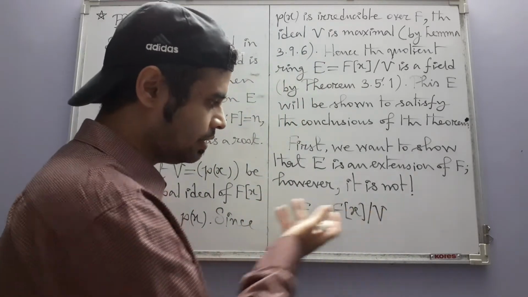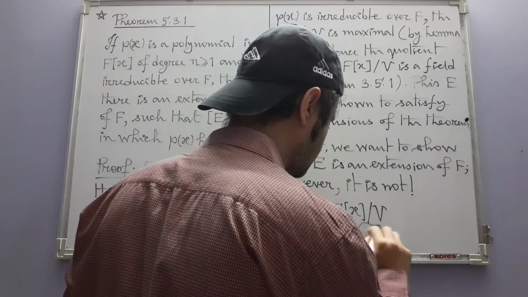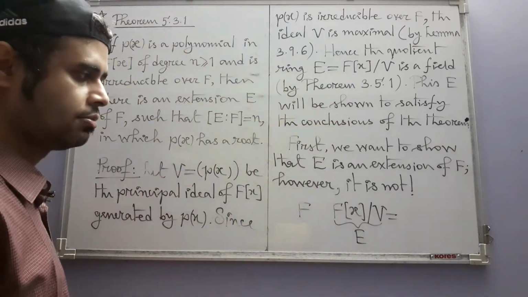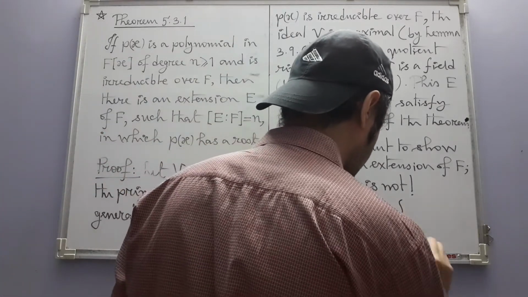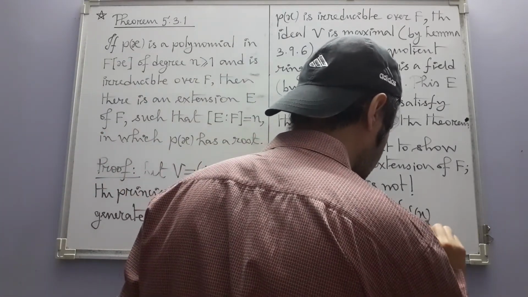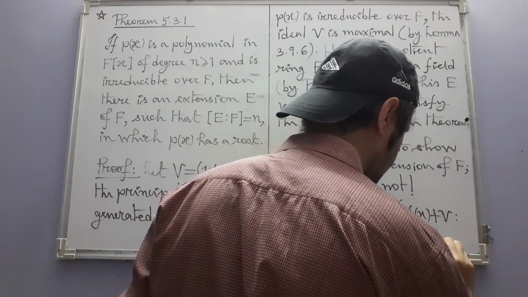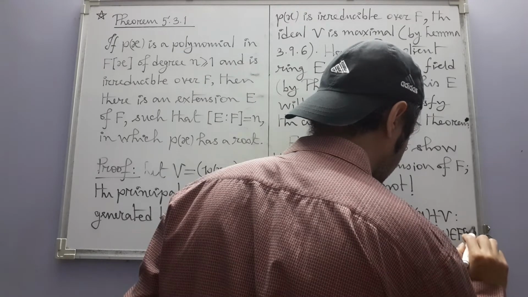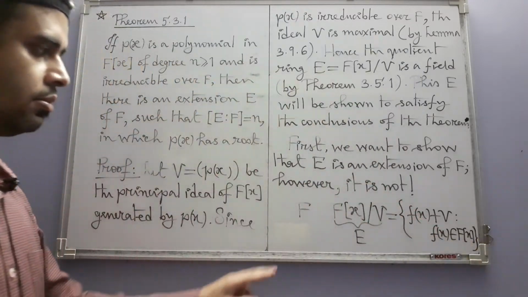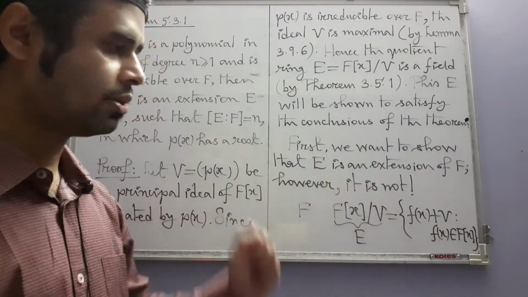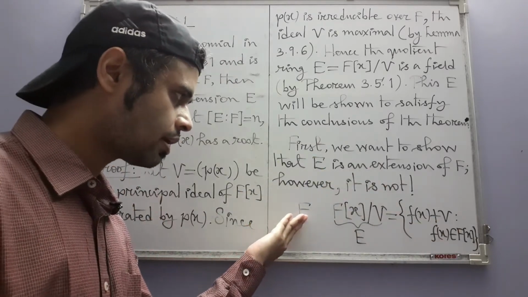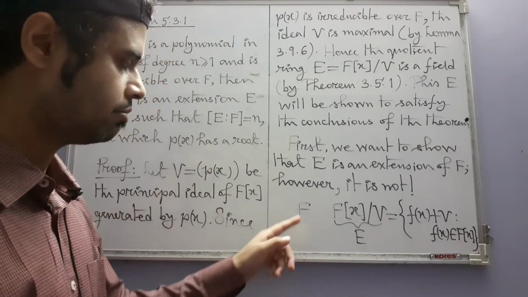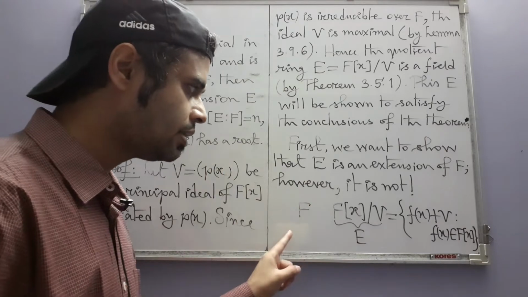Elements in E are what actually? They are cosets of the ideal V, which look like this: f(x) + V, where f(x) varies over our original polynomial ring. We don't see elements of F here. These are ordinary scalars. I should not say scalars because we are not dealing with vector spaces, but these are ordinary field elements.